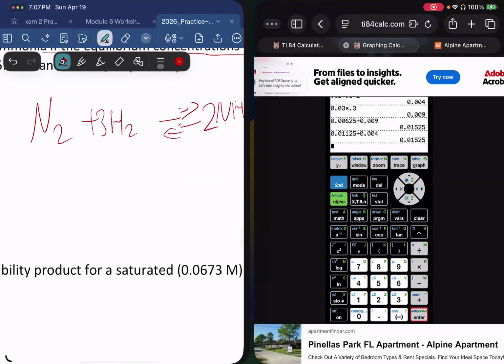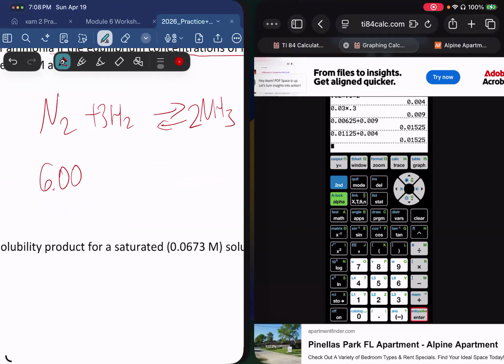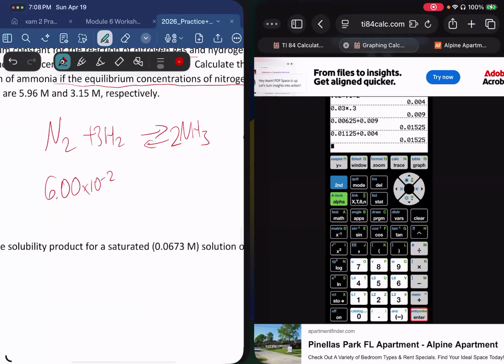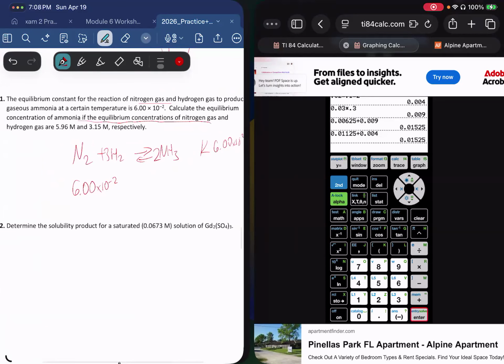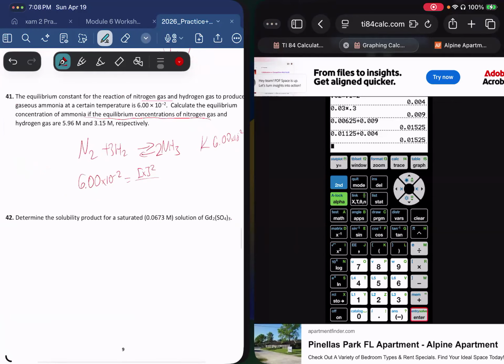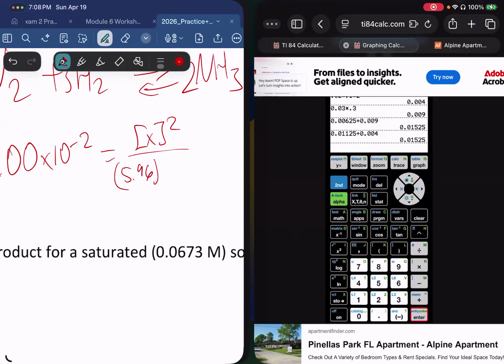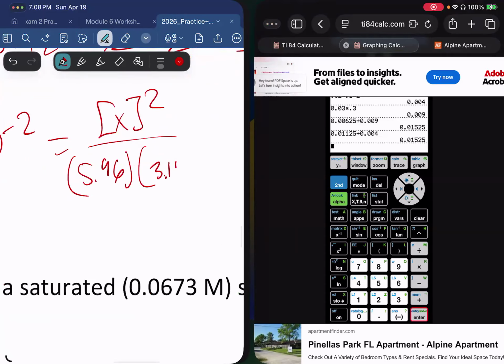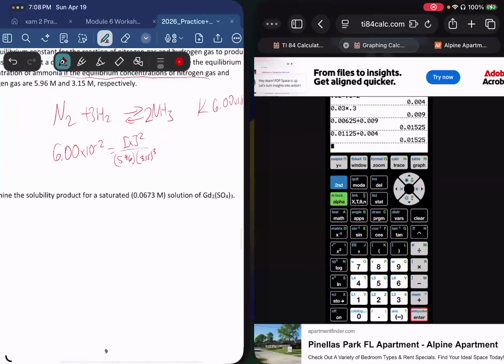All right, so this is not that bad. This is actually a pretty simple question. You don't need to make an ICE chart either. You just need to know how to plug in these different values. They're asking you to figure out the equilibrium concentration of ammonia. Ammonia is the product, so it goes on top: x squared over 5.96 for hydrogen, and 3.15, cubed. We can figure this out without even putting it into the graph. You could, but it's not necessary.